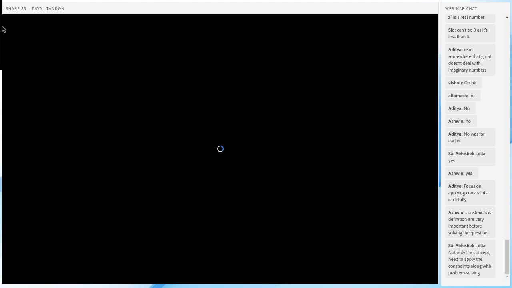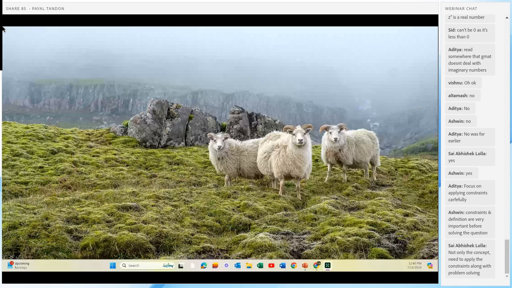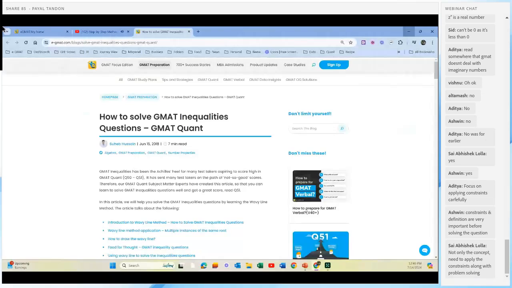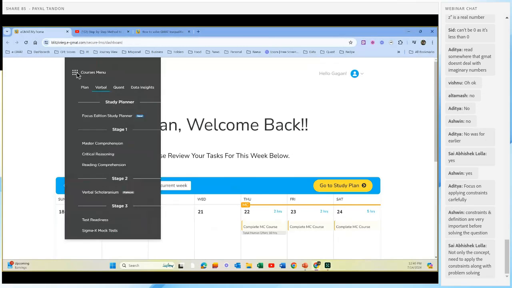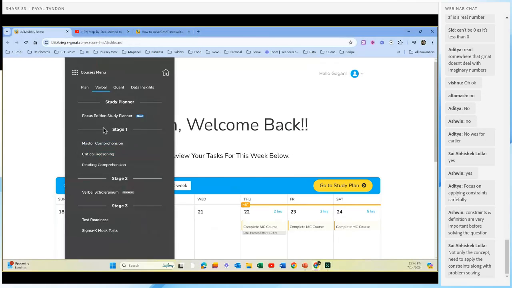Let's look at right now. I'm pretty sure you would be seeing a herd of sheep here. Not this one here. Okay, so everyone can see the screen. It says Gagan, welcome back. Everyone can see that?